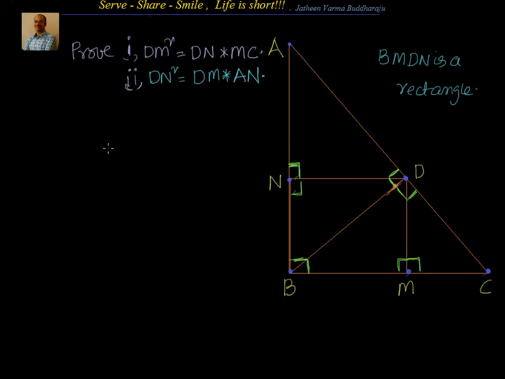So first we'll consider DM square equal to DN into MC. Now when I want to prove that, I have to take similar triangles from here. So let's try to identify what are the similar triangles in this picture. For that, I will start with an arbitrary value here and say that value is equal to theta. So you know that this is 90 degrees. Then I have here 90 minus theta. If that is 90 minus theta, this is theta.